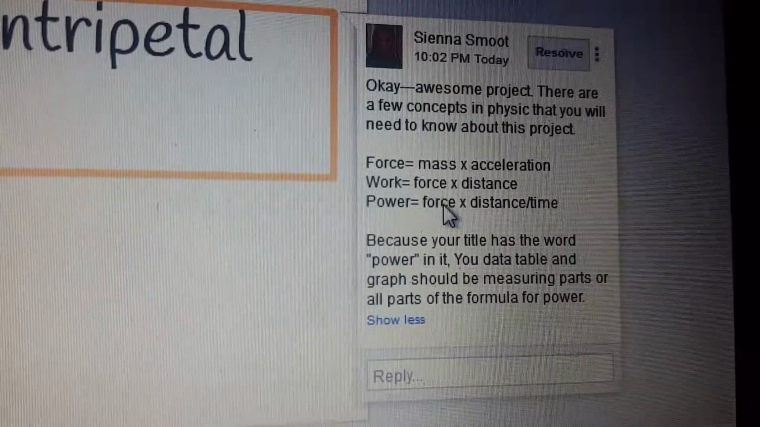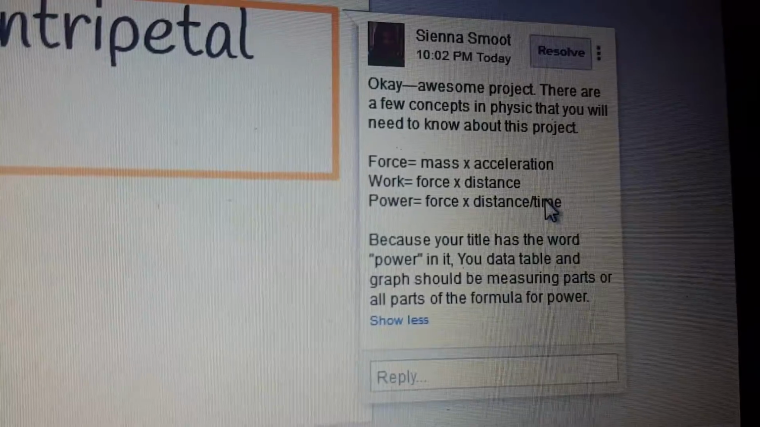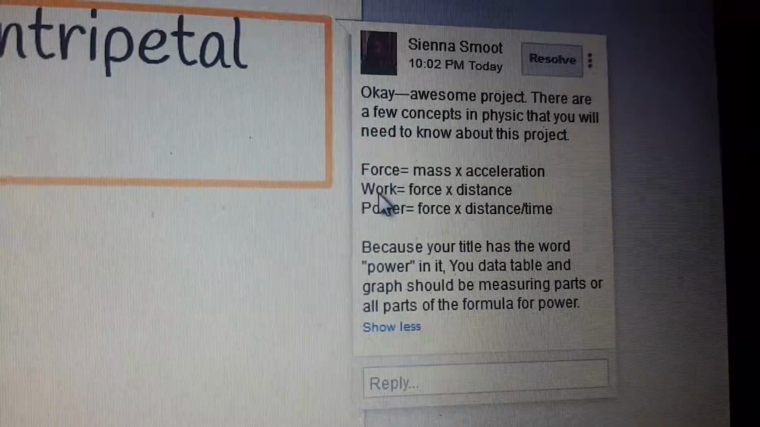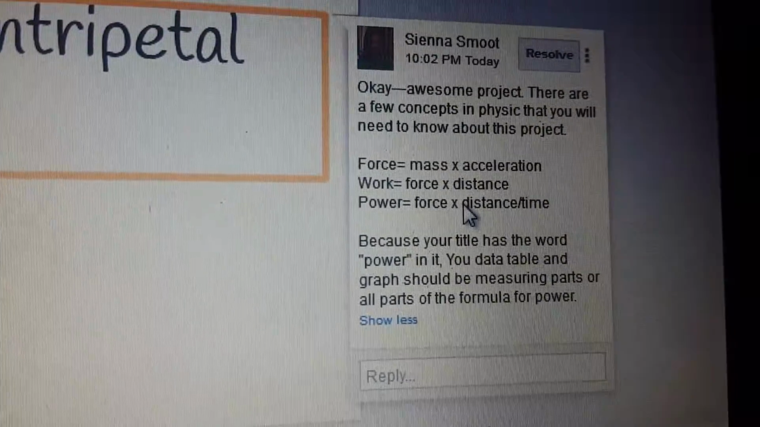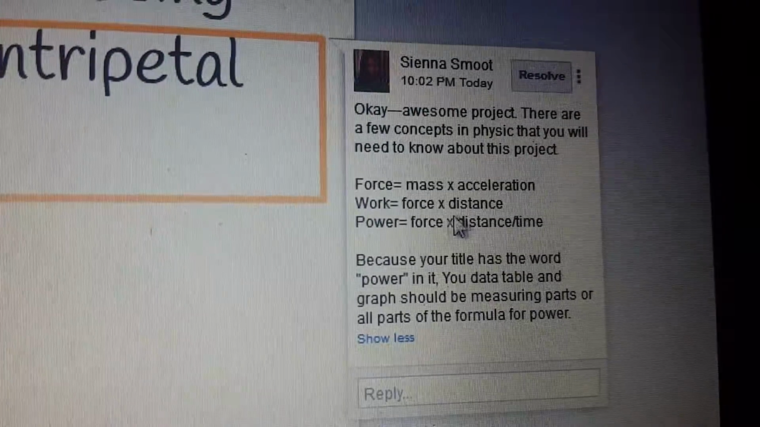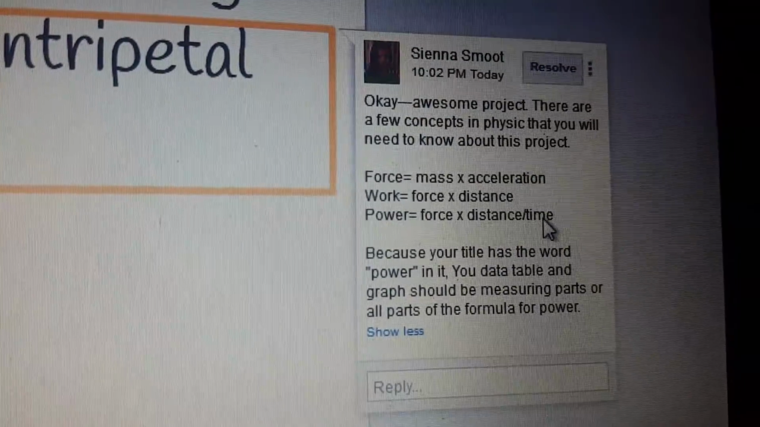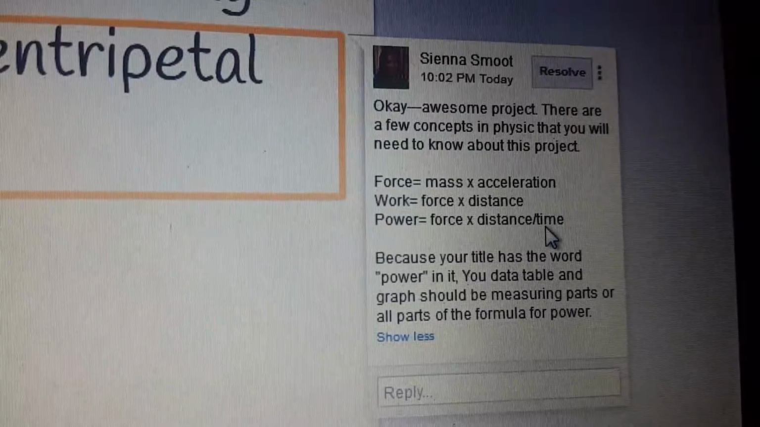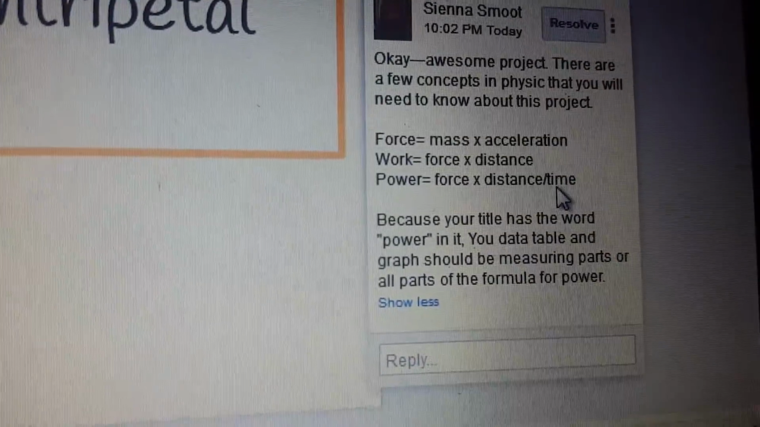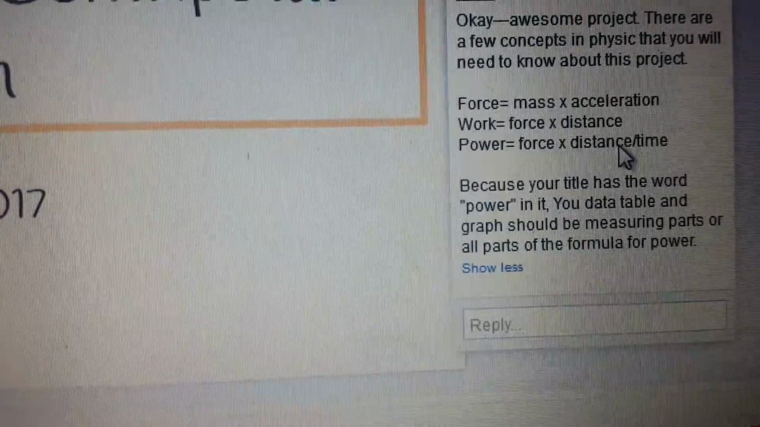So in your data table, you need to have measured force, distance, and time. Or you should have measured work, because work is force times distance, and time. Either way, throughout your presentation, what is absent is time. And the reason why you will know that time is very important is because you've used the word power in your title, which brings you to this formula here.